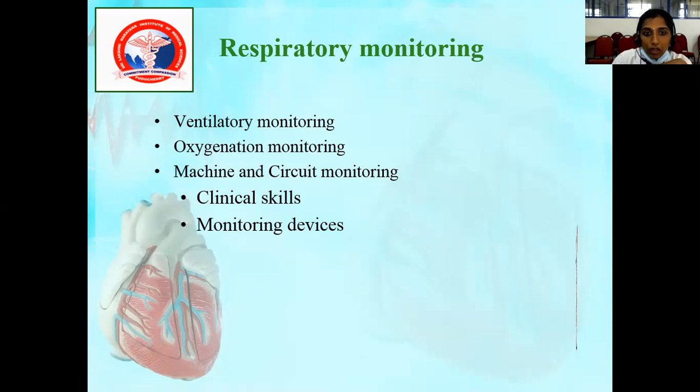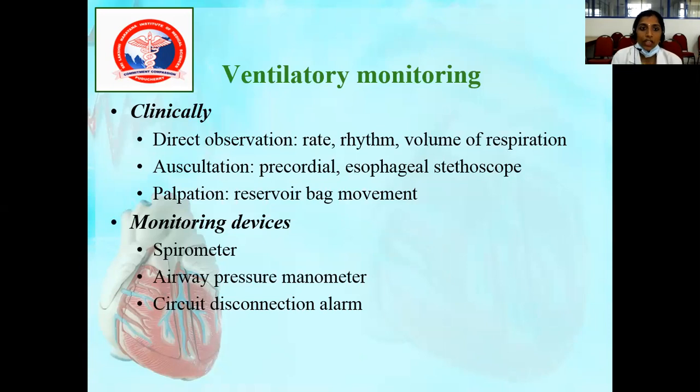Respiratory monitoring, as I told you, has to involve both ventilation and oxygenation monitoring. It can be clinical, wherein we see the rate of respiration, the rhythm of respiration, and the tidal volume by looking at the chest rise. Then it is also by auscultation. We can use the normal stethoscope, precordial stethoscope, or esophageal stethoscope. And in anesthesia, in controlled or spontaneous ventilation, we have something called the reservoir bag. By palpating the reservoir bag and assessing its movement, we can monitor the patient's ventilation. So these are the clinical parameters.